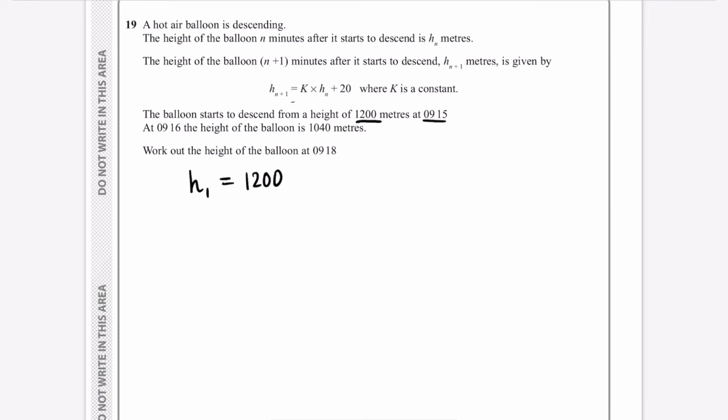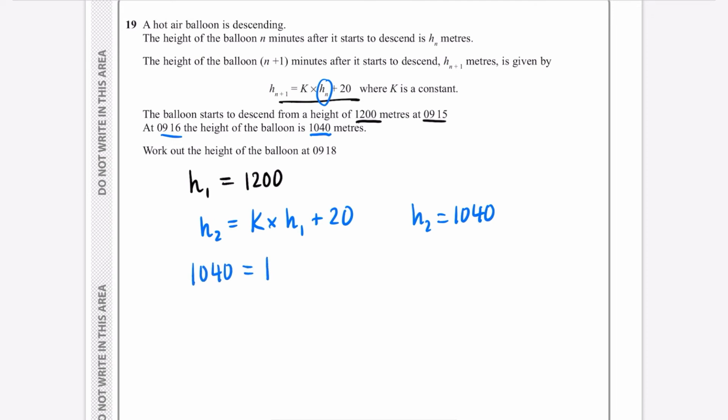1,200. Now this formula tells you how to use it, really. So to find out what h2 is, you do k and you multiply it by the previous height, which is h1, and then you add 20. And we've already been told what h2 is. We've been told that 1 minute later it's at 1,040. So h2 must be 1,040. So 1,040 is equal to k multiplied by the previous height, which is 1,200, plus 20. We're going to try and find out what k is equal to.